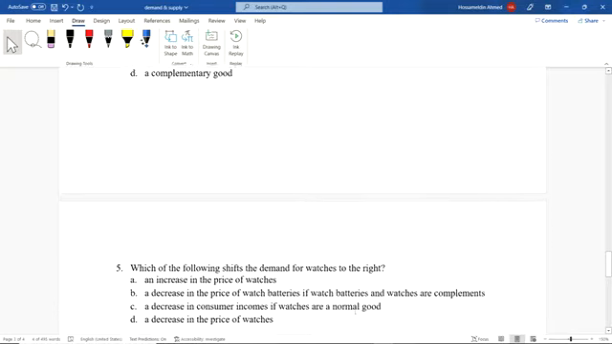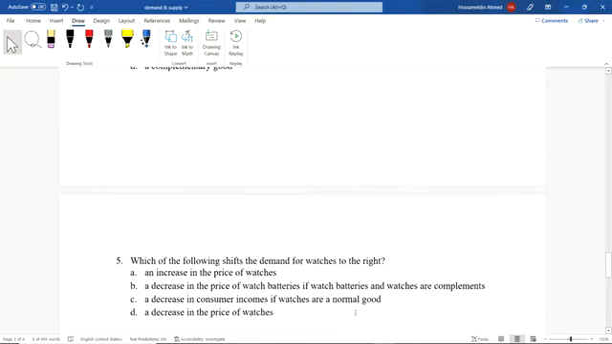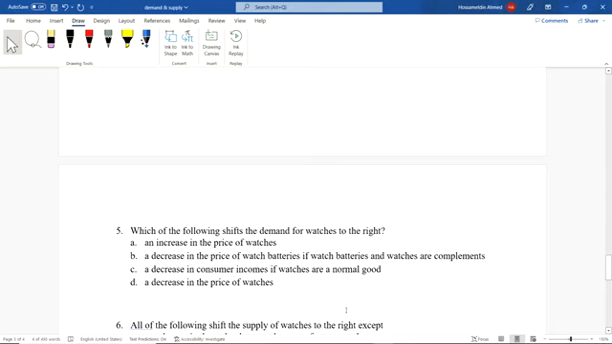Now let's see number 5. Which of the following shifts the demand curve for watches to the right? Shifting the demand curve to the right means that demand for such a good increases. Suppose we have the demand curve shifting upward or to the right, which means that demand increases. What do you think of these choices will increase the demand for watches?